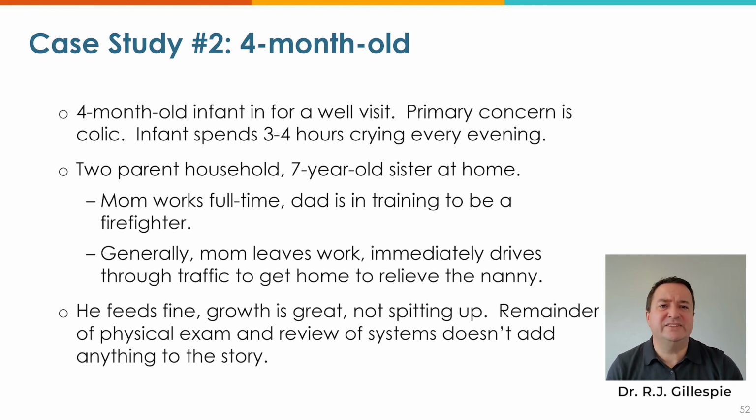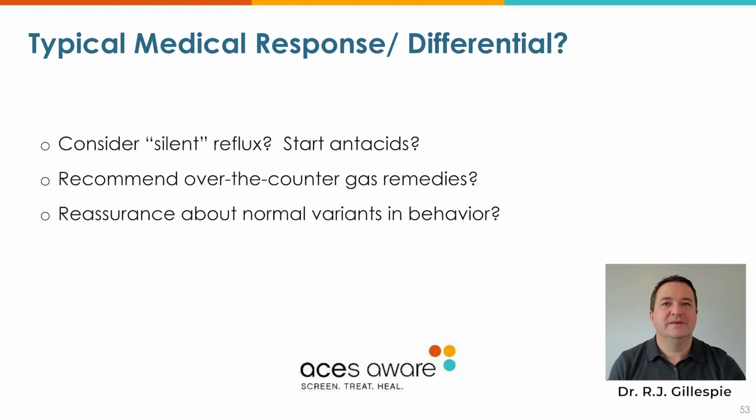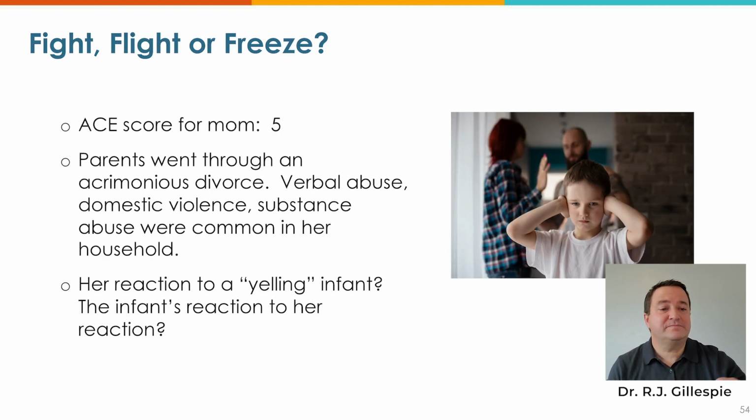He's feeding fine, his growth is great, he's not spitting up, and really there's nothing else from his history or his physical that adds anything to the story, so it sounds pretty much like a run-of-the-mill colic case. So the typical medical response to this kind of case would be to think about silent reflux and maybe start antacids. We might recommend over-the-counter gas remedies or things to calm the baby's stomach, or we may simply reassure the mom about normal variance in behavior.